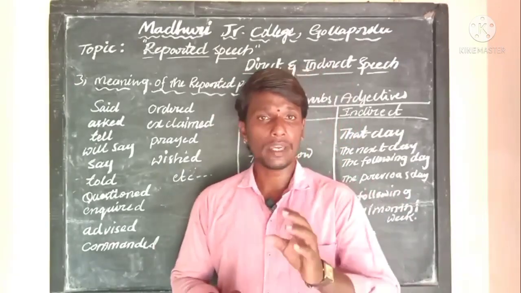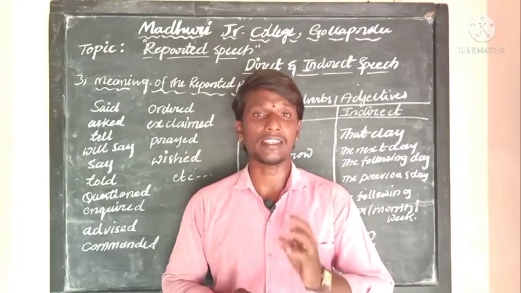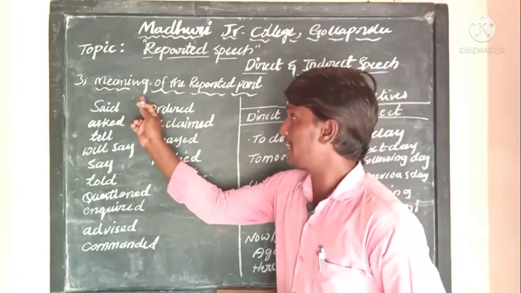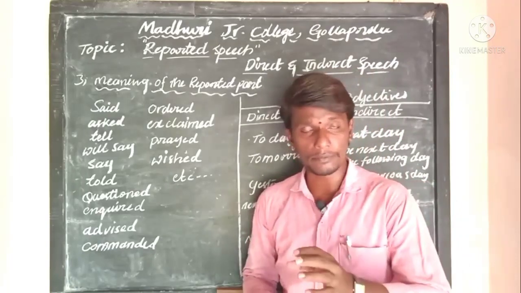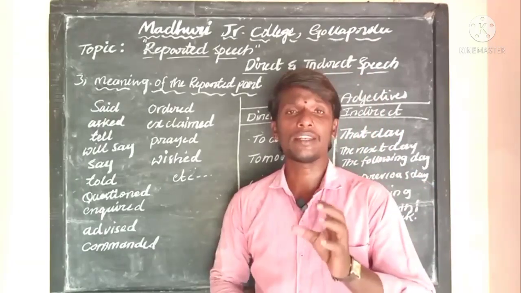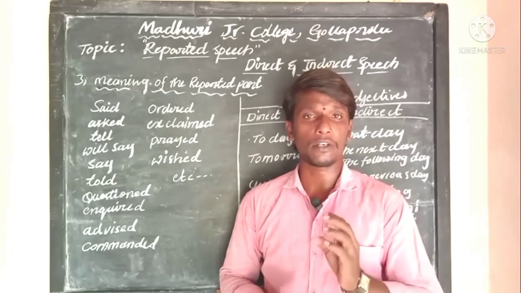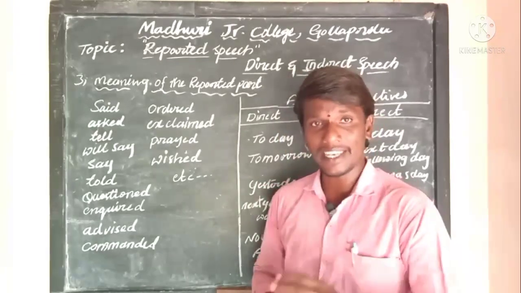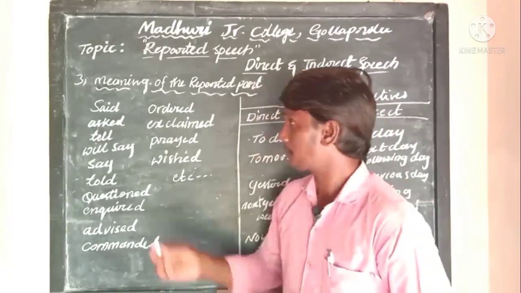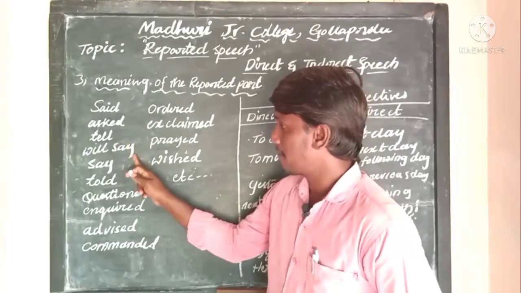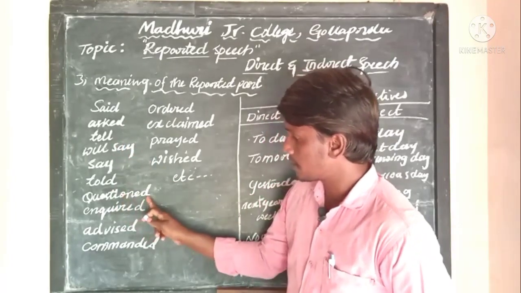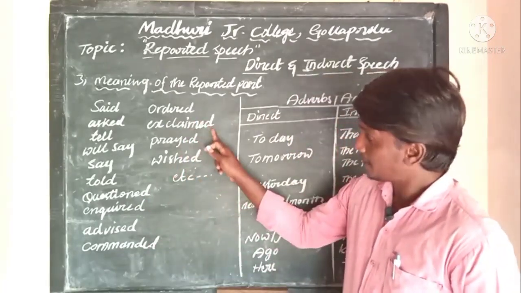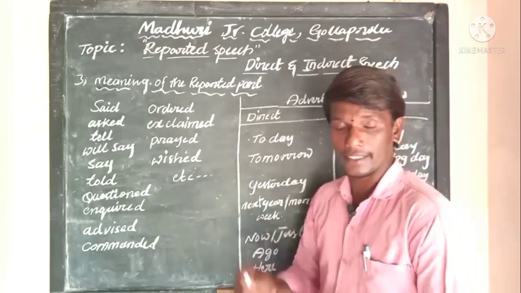Now in this video we are going to discuss another important feature of changing direct speech into indirect speech, that is the meaning of the reported part. We already know that there is a reporting verb, one of the parts of direct speech, and in indirect speech this reporting verb can be written as said, asked, tell, will say, told, questioned, inquired, advised, commanded, ordered, exclaimed, prayed, wished, etc.